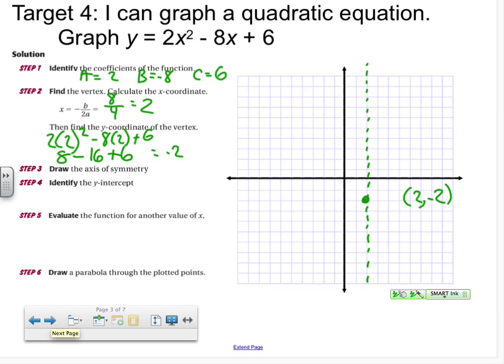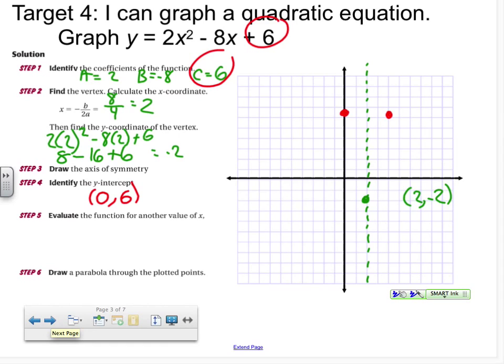Find the y-intercept. Very simple on this one. The y-intercept is right there. c is the y-intercept. So the y-intercept is at 0, 6. You can plot that, 0, 6. Because it's a parabola, we can reflect it. We get another point. And now we can finish this off.